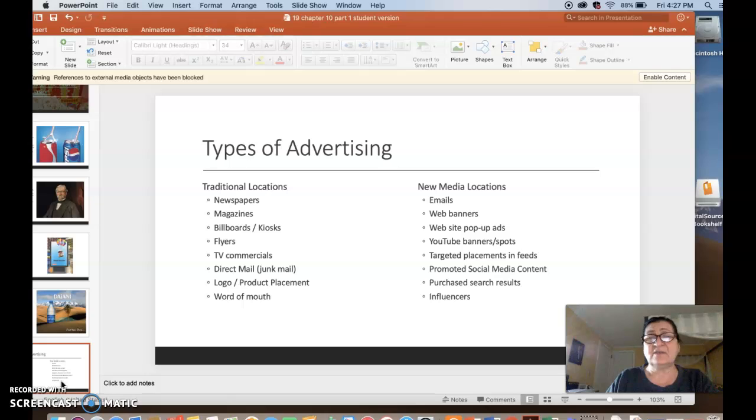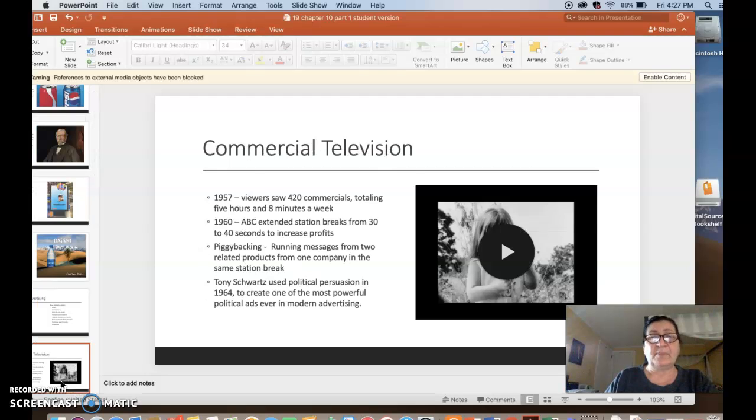Types of advertising are newspapers, flyers, magazines, logos, word of mouth, billboards, of course. New media locations can be email and social media. There are influencers who can advertise products, web banners, website pop ups, and other things.